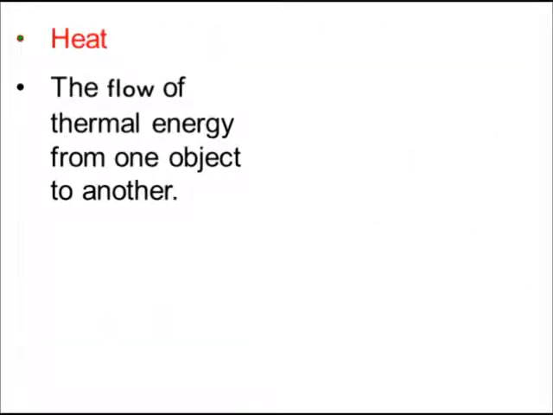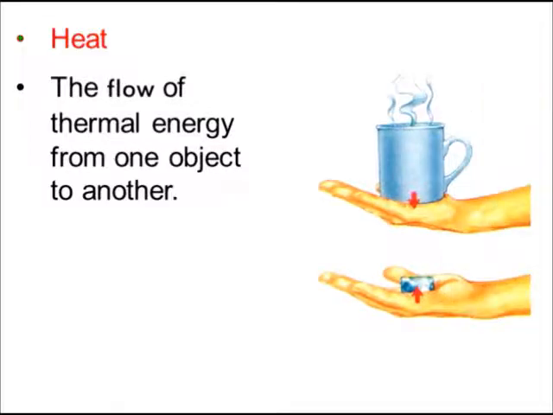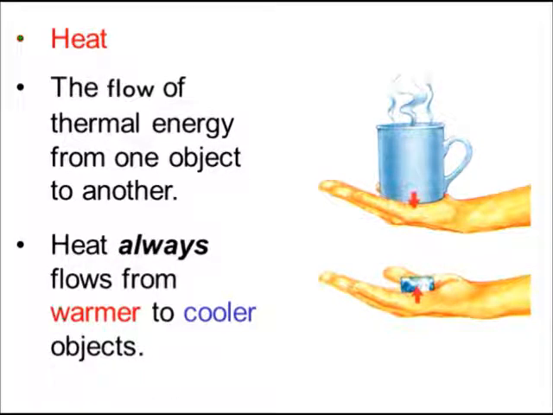All right, so heat, right? What is heat? So we figured out what temperature is, right? That's kinetic energy. Well, heat is the flow of thermal energy from one object to another. So really, there's no such thing as cold, right? It's just whether or not there's heat going in or going out of that object, right? So heat always wants to flow from warmer to cooler, right? It always wants to go from hot to cold, right?